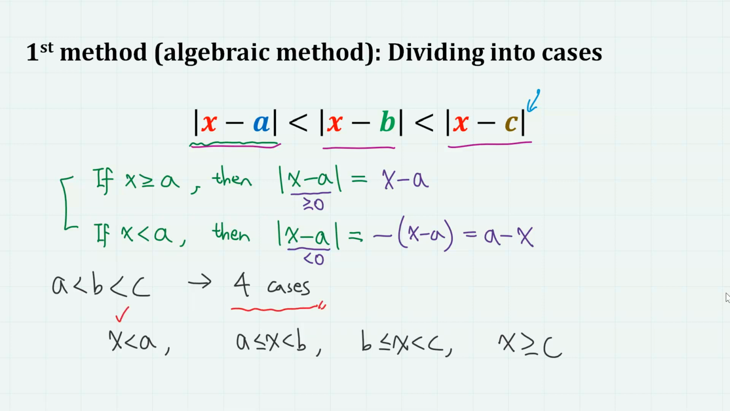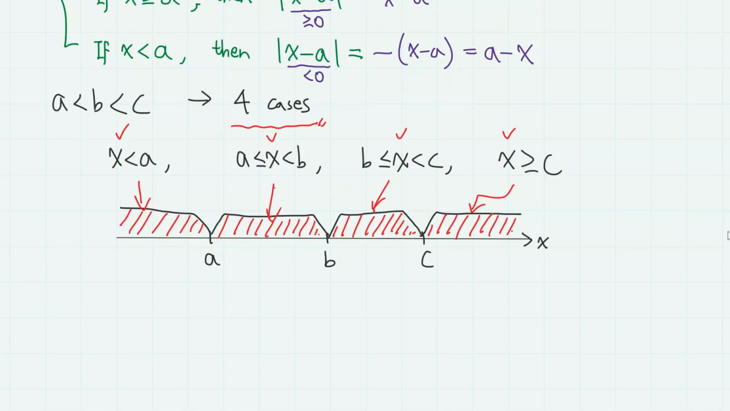x is less than a; x is greater than or equal to a and less than b; x is greater than or equal to b and less than c; and x is greater than or equal to c. So basically, these are 4 regions represented on a real number line. Now let's examine each case, and let us actually start from the right.